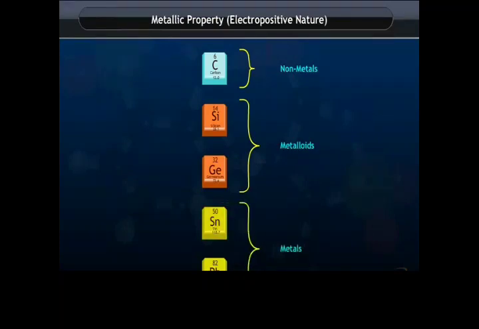In a period, the non-metallic property of elements increases from left to right. In a group, the non-metallic property of the elements decreases from top to bottom.